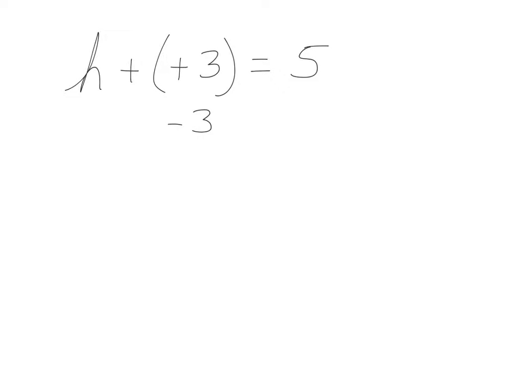We subtract 3 to isolate h. Whatever we do to the left, we do to the right. So we end up with our answer h equals 2.